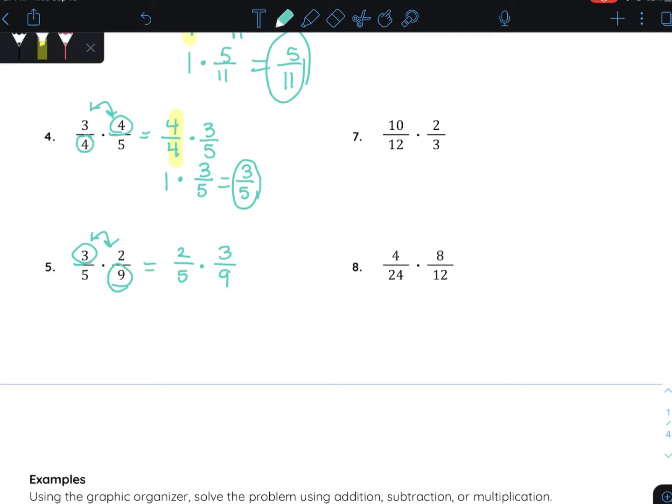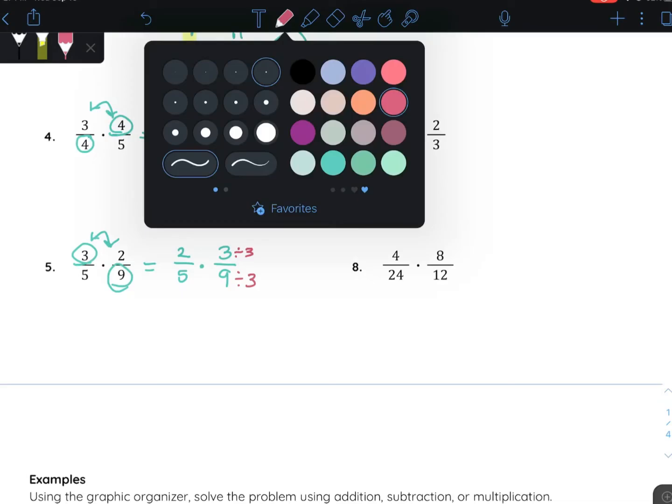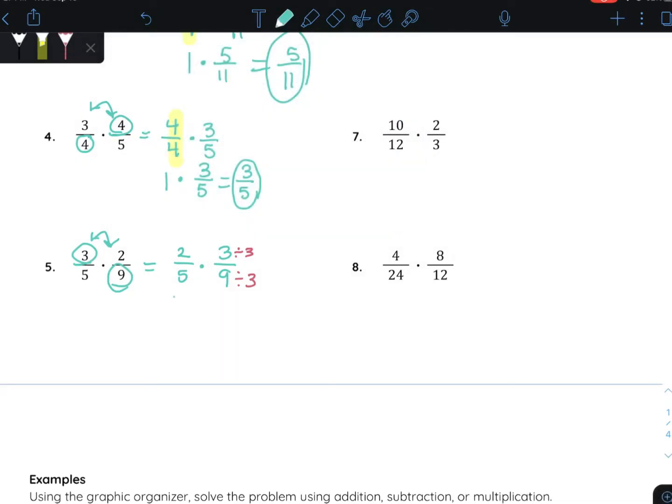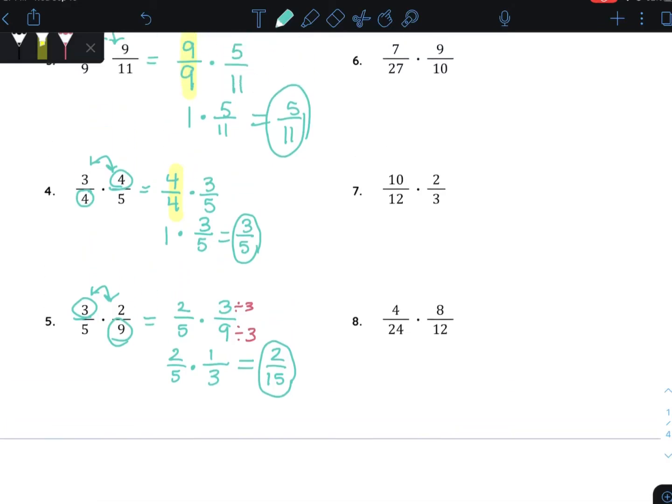So I know that a 3 and a 9 both share a factor of 3. So what I'm actually going to do here is just simplify this by 3. So now it's going to say 2/5 times 3 divided by 3 is 1, 9 divided by 3 is 3. So this is much smaller numbers. 2 times 1 is 2, 5 times 3 is 15, and it's simplified.